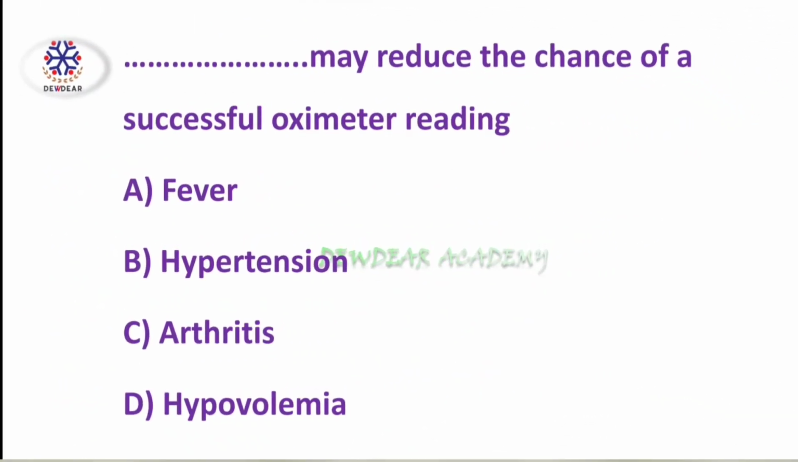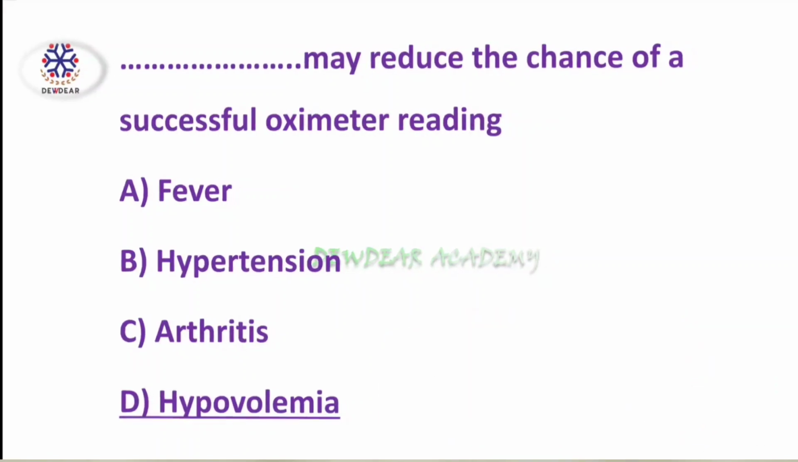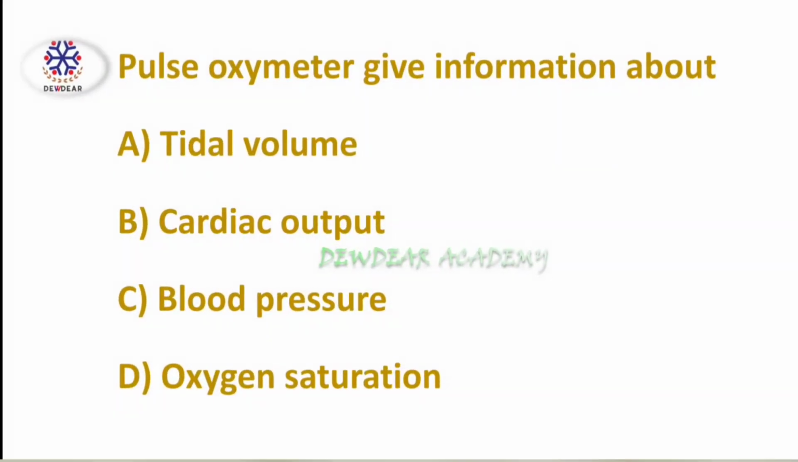Dash may reduce the chance of a successful oximeter reading. Options: fever, hypertension, arthritis, hypovolemia. Here the answer is hypovolemia. Pulse oximeter measures: options: hemoglobin level in blood, cardiac output, pulse rate and percentage of hemoglobin saturated with oxygen, amount of oxygen contained in the blood. Here the right answer is pulse rate and percentage of hemoglobin saturated with oxygen. Pulse oximeter gives information about tidal volume, cardiac output, blood volume, oxygen saturation. Here the right answer is oxygen saturation.